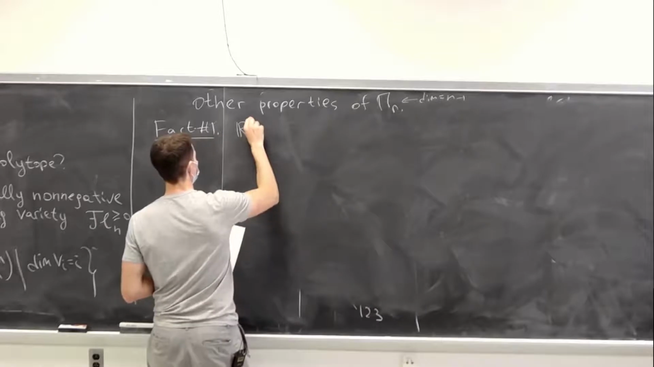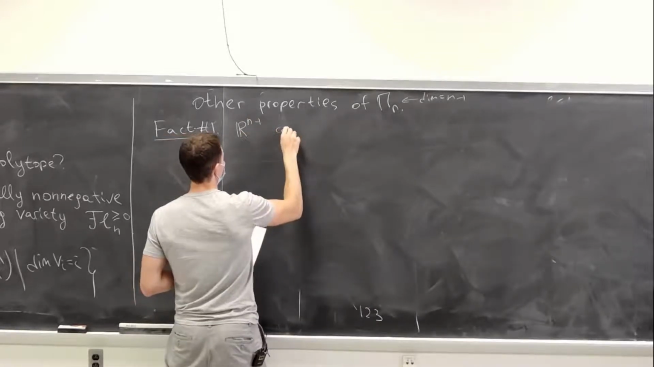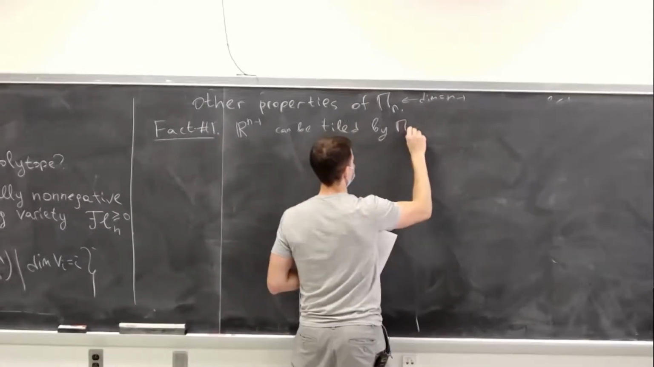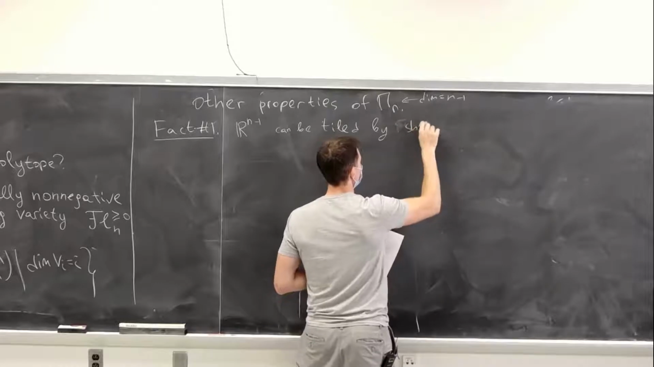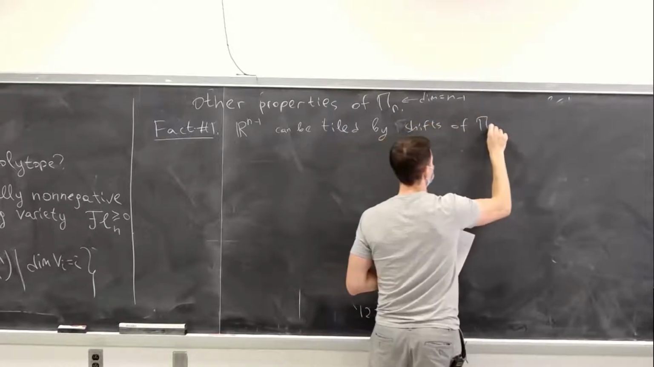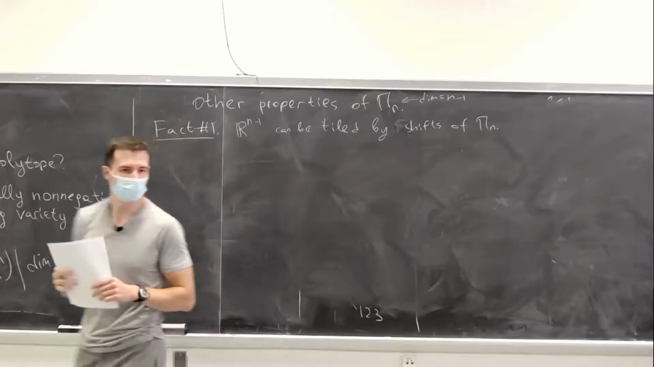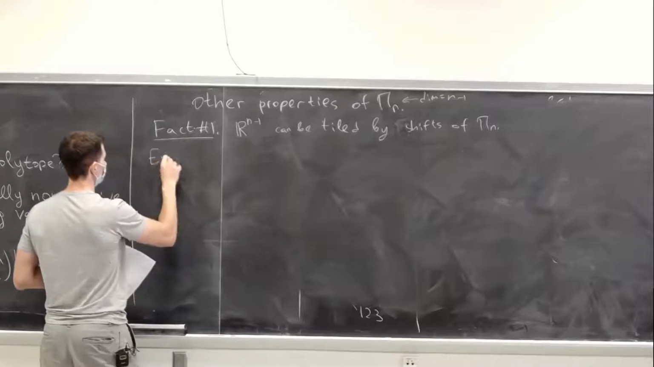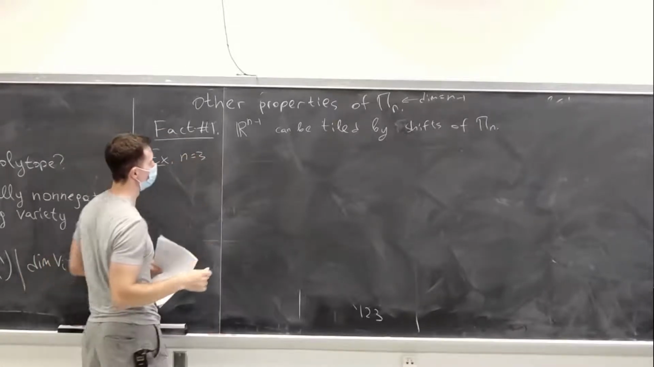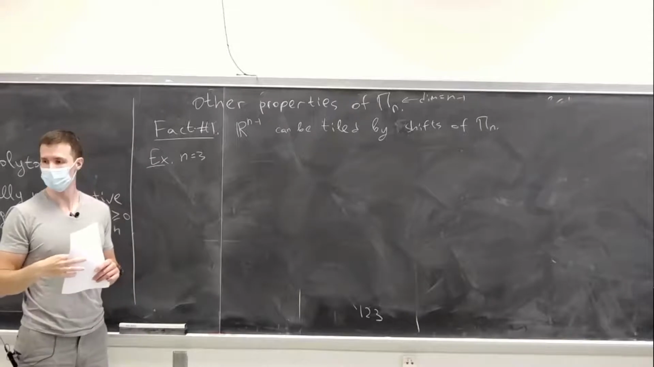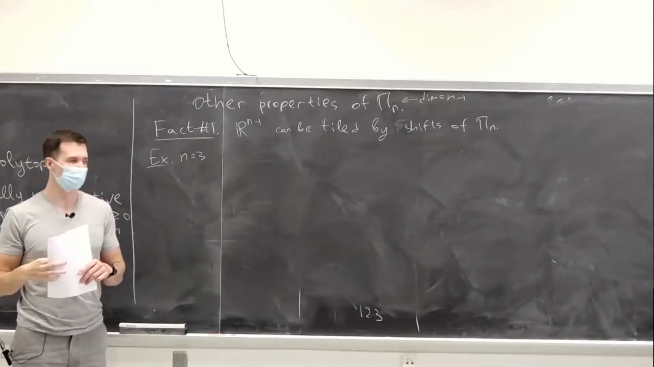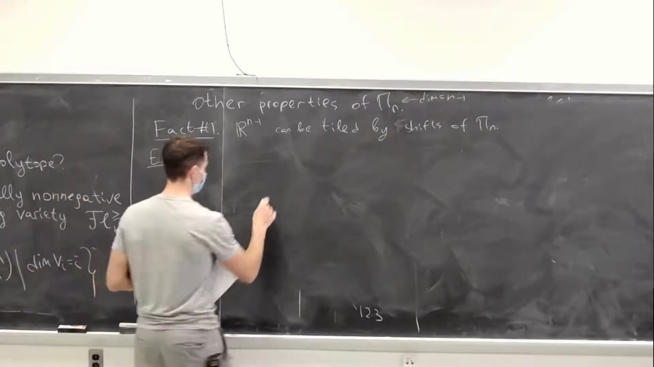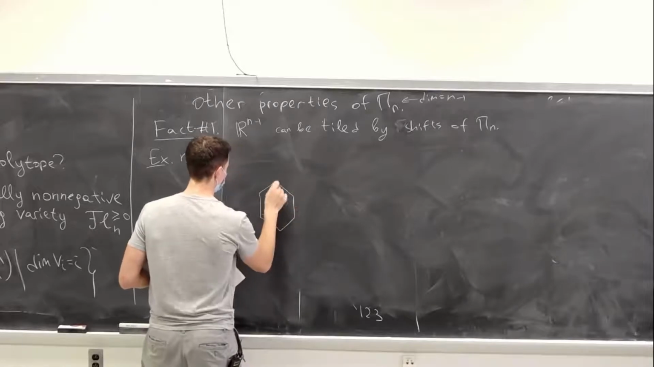So the claim is that the n minus 1 dimensional space can be tiled by shifts of copies of the permutohedron. For example, for n equals 3, the permutohedron is what? A hexagon. Can you tile the plane by hexagons? Very nice. Okay, I'm going to draw this hexagon.